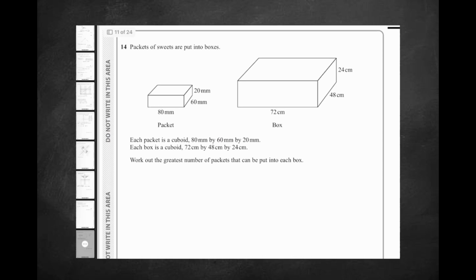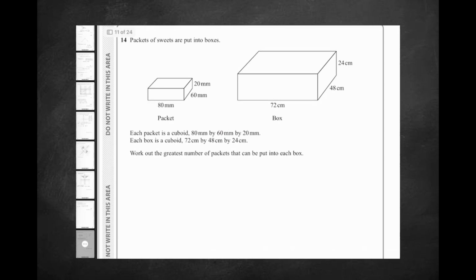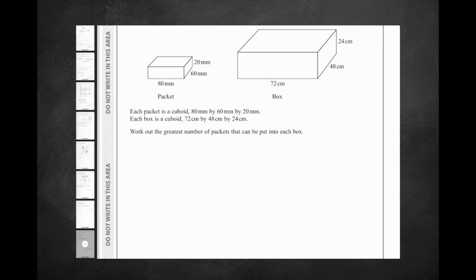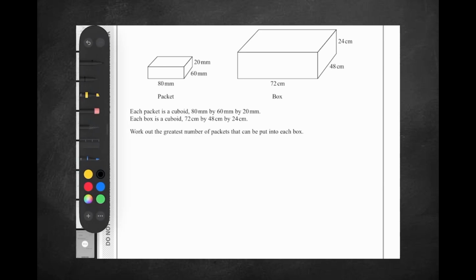Question 14. Packets of sweets are put into boxes. Each packet is a cuboid with those dimensions. Each box is a cuboid with those dimensions. Work out the greatest number of packets that can be put into each box. First thing I'm going to do is convert these to the same unit. So 8mm is 8 centimeters, 6mm is 6 centimeters, 20mm is 2 centimeters.